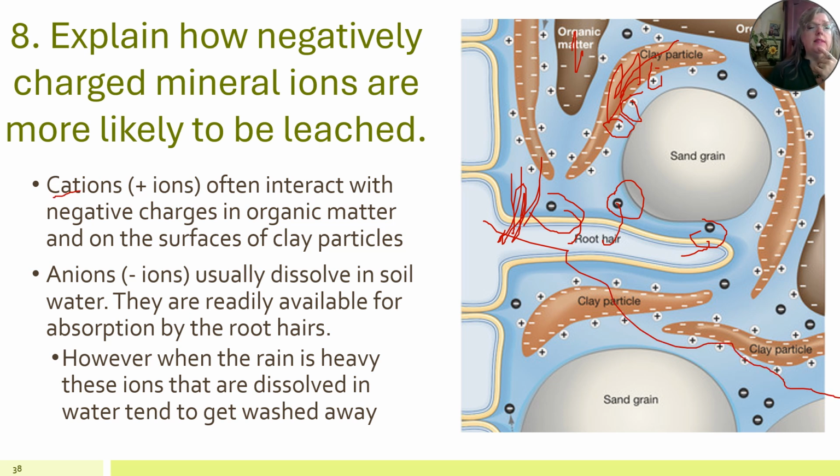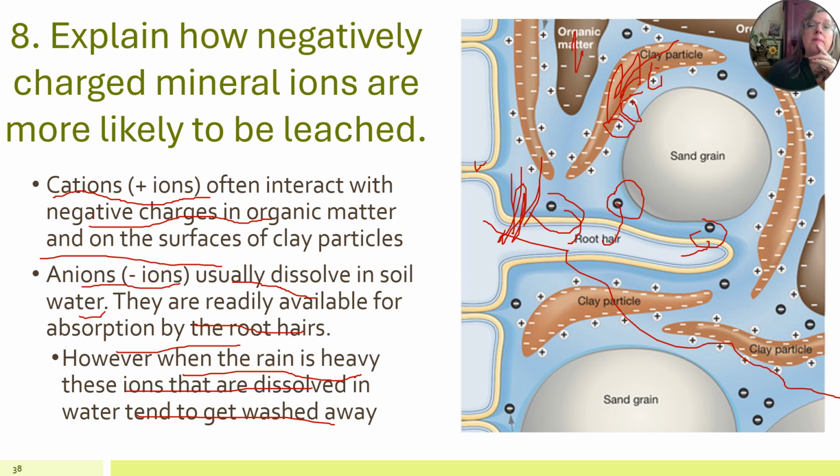So let's see what this says here. The cations, the positive ones, will interact with the negative charges in the organic matter, that's the clay and the dirt, and on the surfaces of clay particles. The anions usually dissolve in soil water, and therefore they're readily available for absorption by the root hairs. However, when the rain is heavy, these ions get dissolved and tend to wash away. So do you see how it's positive and negative? Obviously we're talking cations and anions, but I'm seeing a good thing and a bad thing is what I mean.